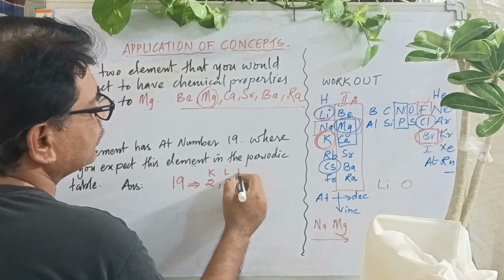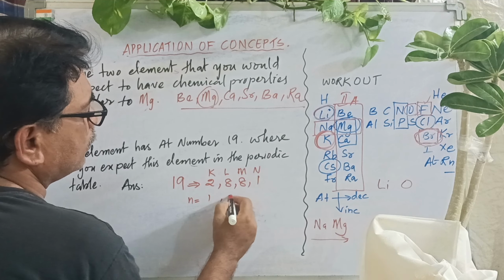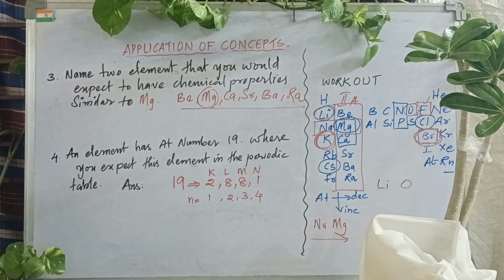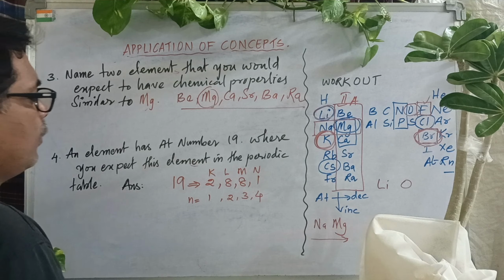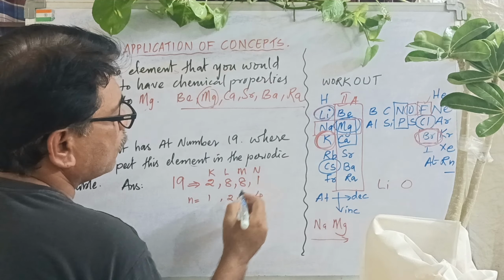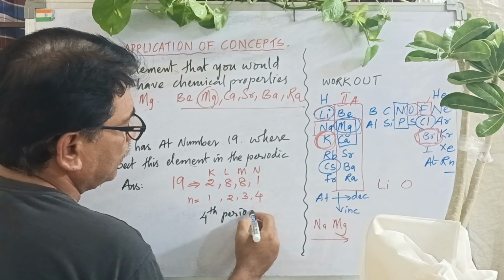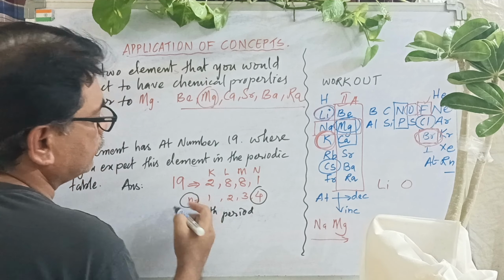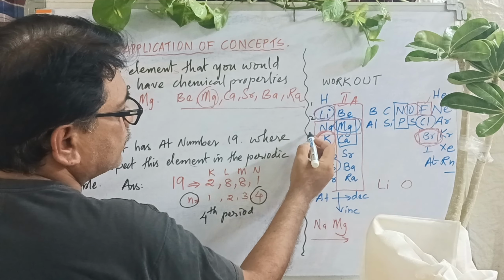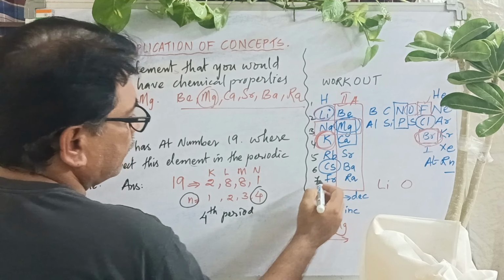This is K shell, L shell, M shell, and N shell. Or else it is n equal to 1, n equal to 2, n equal to 3, and n equal to 4. Simple, right? So where would you expect it? It is in 1, 2, 3, and 4. Therefore it is in the fourth period. This is n equal to 1, n equal to 2, n equal to 3, n equal to 4, and this is n equal to 5, 6, and 7.